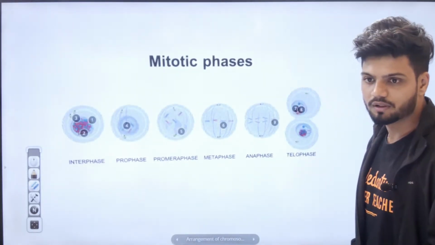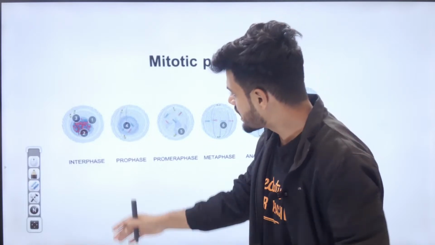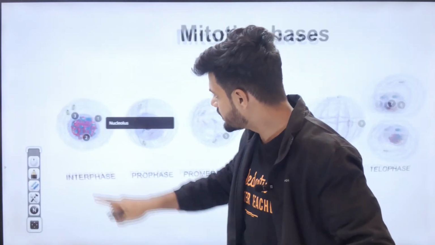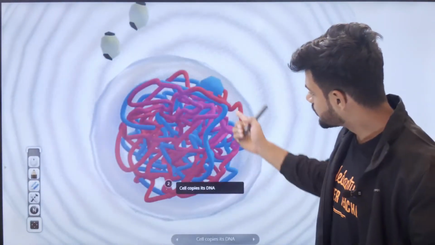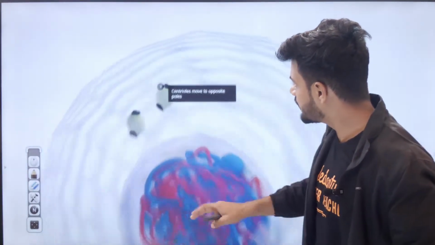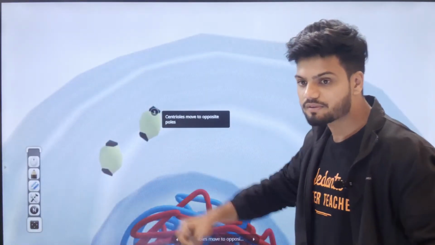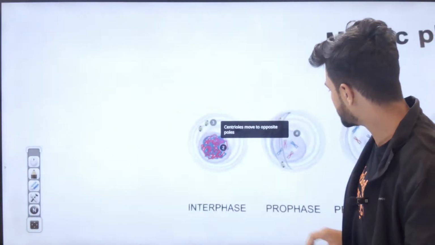Now, students, what did we learn? We started with interphase. In interphase, we had the nucleolus, the DNA, the chromatid. Did we have the centrioles here? Yes, we had the centrioles in the case of interphase.